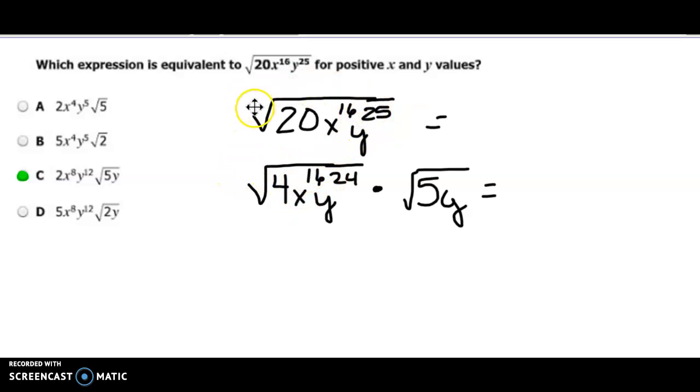25 is not divisible by 2, so I'm going to break it down into 24, which is divisible by 2, and then I have another y left over here. And 4 times 5 would give me my 20. So I've separated it into the 2.